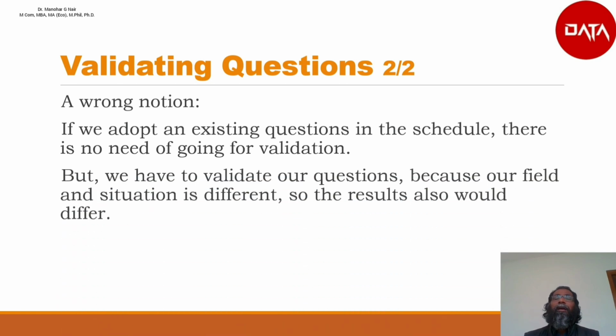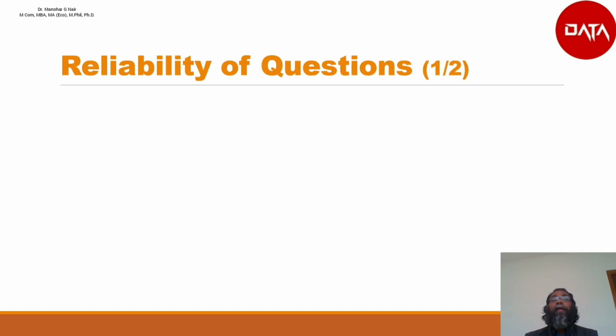But it is wrong, because their research field, their research gap and their research objectives may be different, so the data that they collected may be different. So we have to go for validity testing for the questions that we are going to ask our respondents for our study. We have to go for the validation of our questions, because our field and situations are different, so the results are also going to be different.